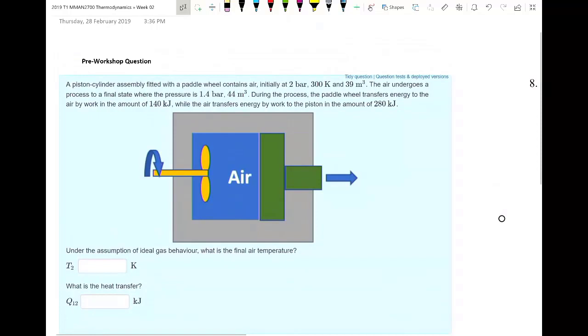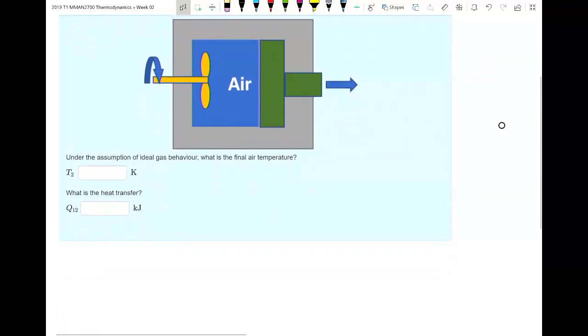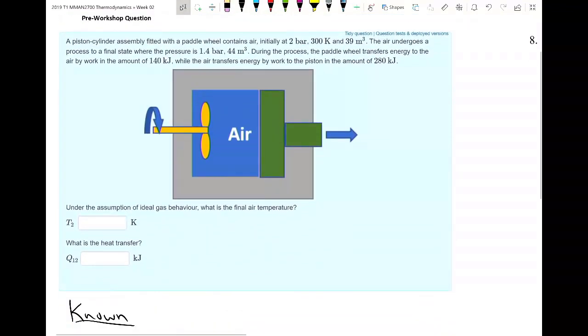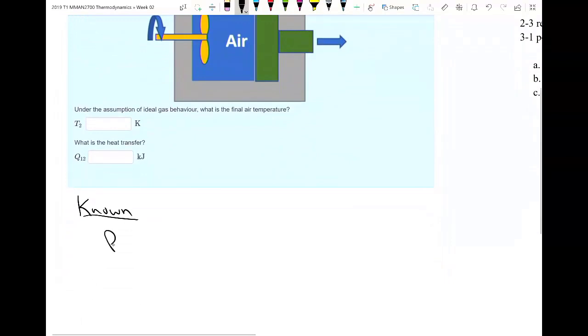So, the first thing that I do when I'm solving a problem is I write down the things that I know, because I often find that there's clues in what's known. So I take them out of the paragraph and put them out, and it looks like we've got two states, and at one state we've got a pressure and a temperature and a volume. So I can say things that I know: pressure 1 equals 200 kPa.